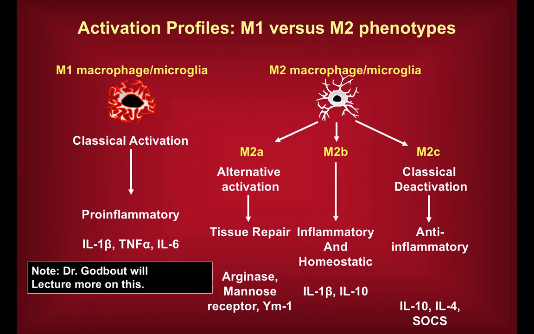Things associated with this were arginase, mannose, YM1. Then you have this M2B, which is the inflammatory and homeostatic. This is a microglia that's making both IL-1 and IL-10, and you can see that in a number of conditions. And then you have an M2C, which is a really anti-inflammatory or classical deactivation. And the idea is that this cell, once it becomes active, we know that it's tightly regulated and comes back to more of this anti-inflammatory. And we will talk a lot more about these profiles in some of my regulation lectures.